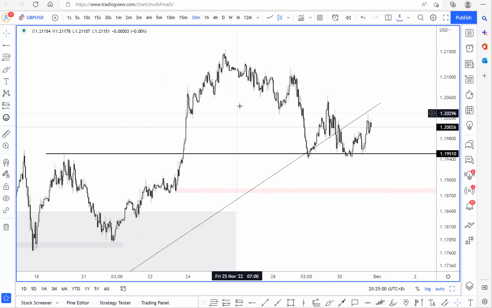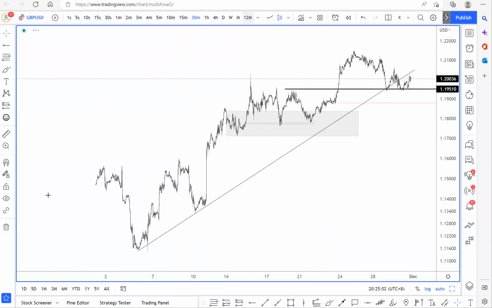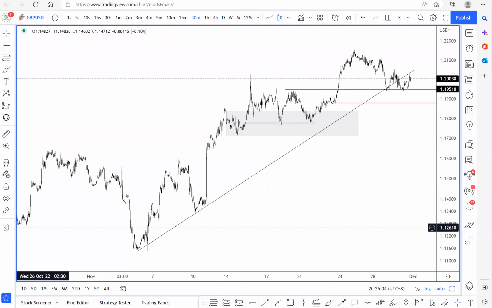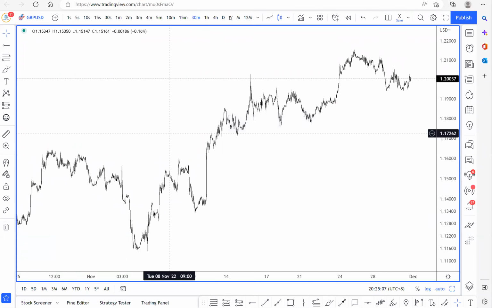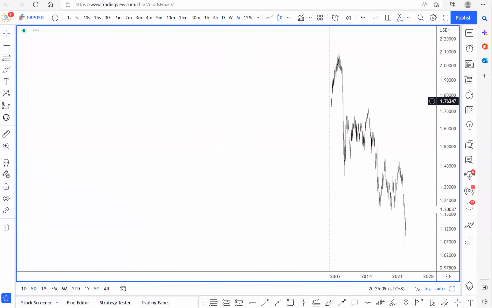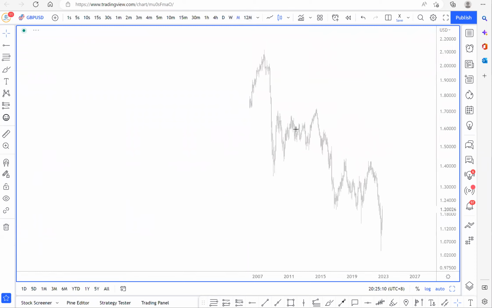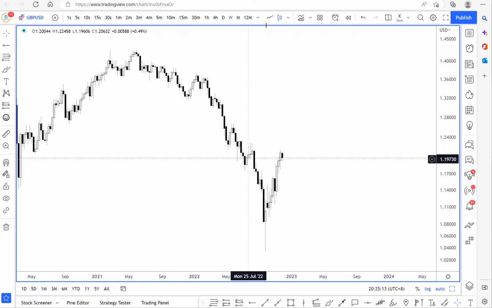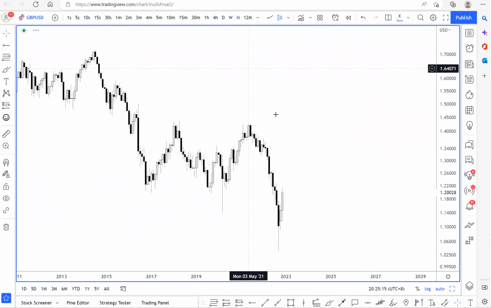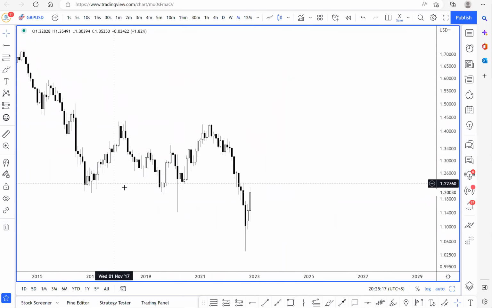So again, I'll just remove all of this, and we'll do a fresh analysis. You can see on pound dollar, we start from the higher time frame first. On the higher time frame, if I were on the weekly or the monthly, you can see this area. Essentially pound dollar broke a key support and resistance area.